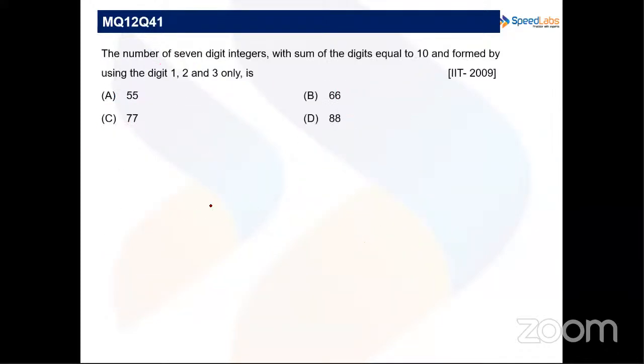Moving to the next. Okay, again 30-second time. The number of 7-digit numbers with sum of the digits equals to 10 and formed by using the digits 1, 2, and 3 only is. Speed up, speed up, speed up.